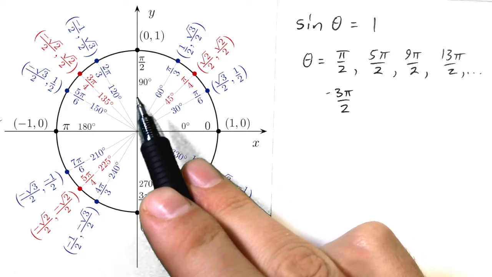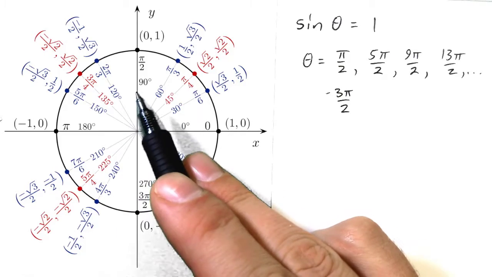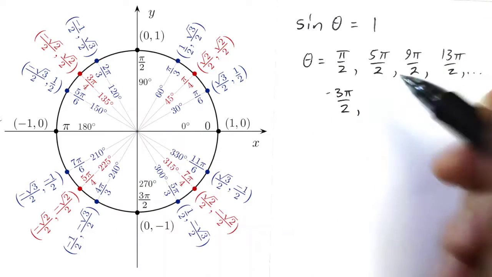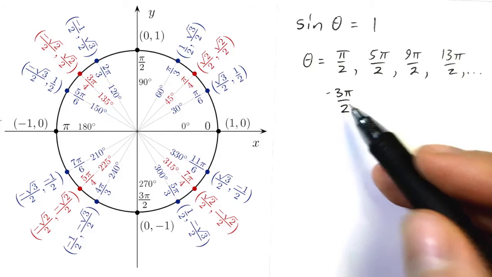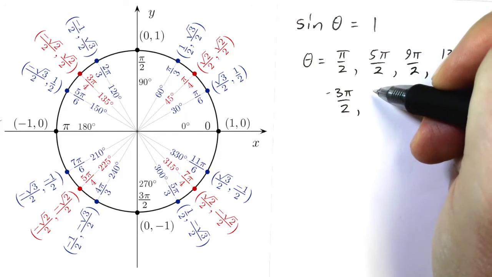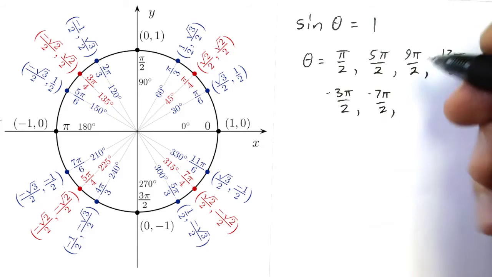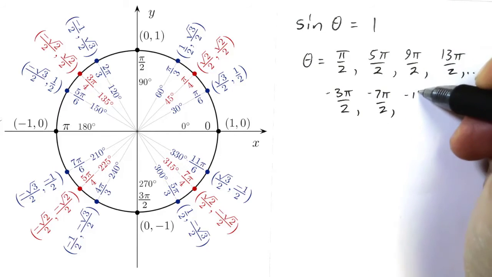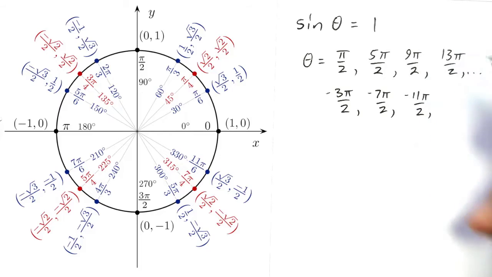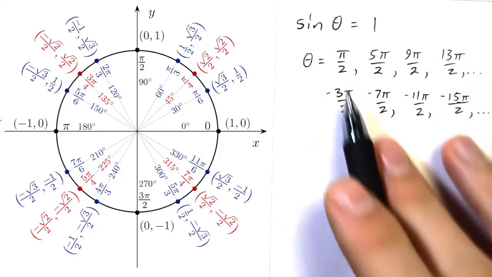Notice that's the same as just subtracting 2 pi from pi over 2. Gets us here. And if we subtract 2 pi again from this angle, I end up with negative 7 pi over 2. And if I subtract 2 pi again, I end up with negative 11 pi over 2. And if I subtract 2 pi again, negative 15 pi over 2. And it goes on and on and on. So I have infinitely many answers here.